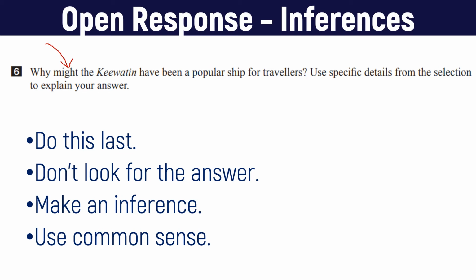Again, it's not going to tell you exactly, the Kiwitan was popular because it went to beautiful islands. No, no, no. It might tell you it went to beautiful islands, or it might tell you it had wonderful food on it, or it went very fast, or something, and you need to then make the inference to say, travelers would like that. Notice how it says specific details from the selection. So again, make sure you're using the examples. I've already given you some.